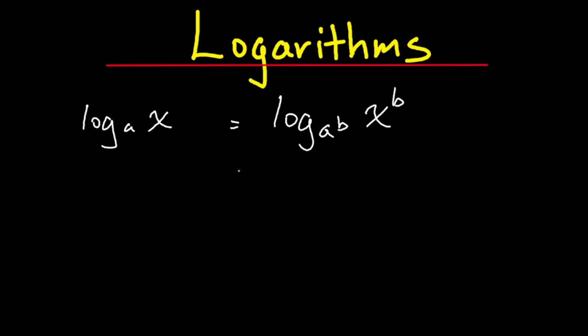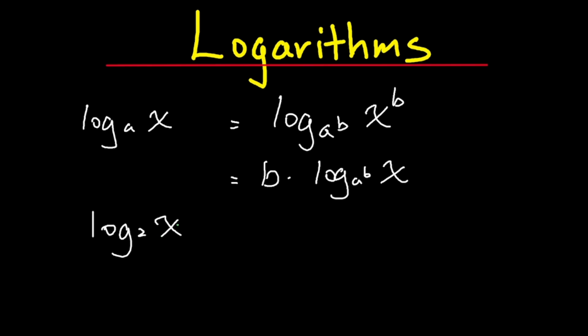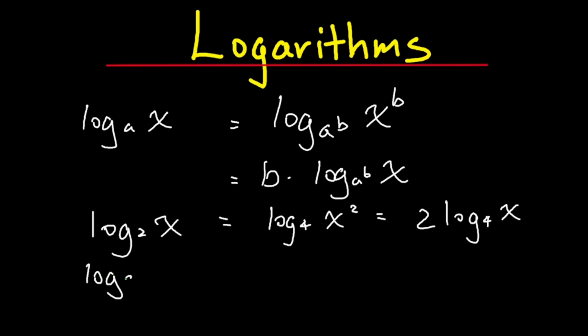And we can even go one step further. Remember, when the b is on the exponent, we can write it like this. So if you want to change something, let's say log 2 (x), and we want to change that to base 4, well, we can square both the base and the x, and we get log 4 (x squared), which is just 2 log 4 (x).